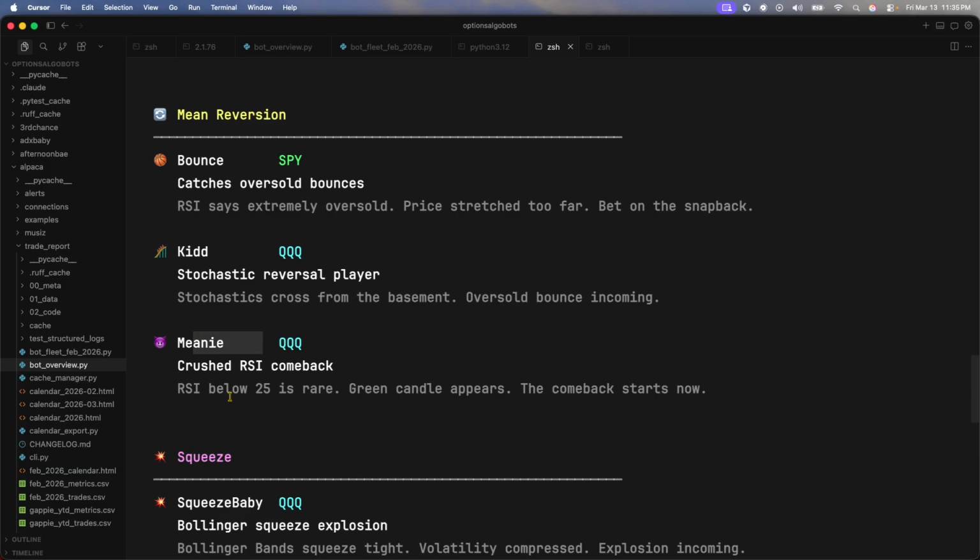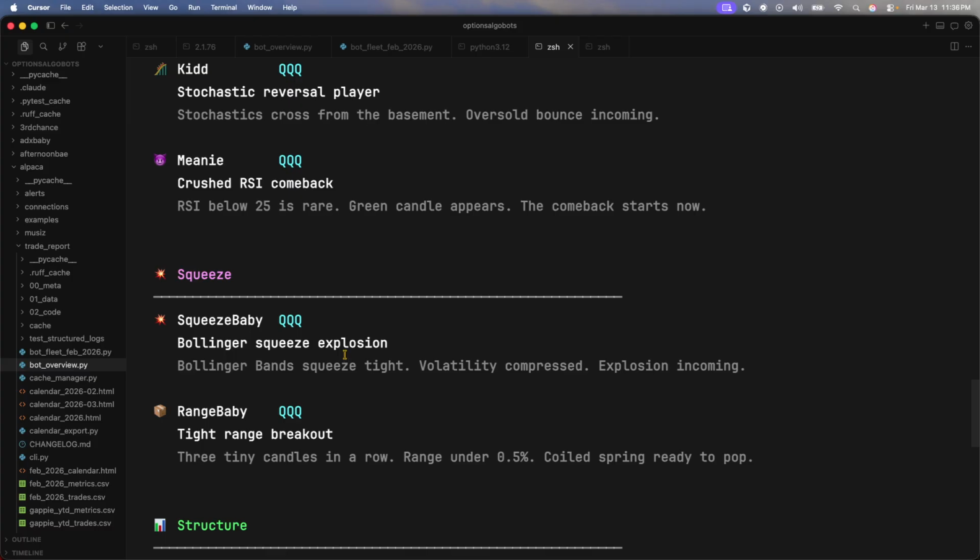So let's look at one of our mean reversion bots. Let's look at Mini Bear. Mini Bear trades QQQ. QQQ is the top 100 tech companies within the NASDAQ. And it's looking at RSI. RSI is the relative strength index. RSI allows us to gauge if something is overbought or oversold. If it's below 25, it's super rare. A green candle appears and the comeback is started. So this bot is betting that, okay, the price went too far, too fast, and it's going to snap back to its average.